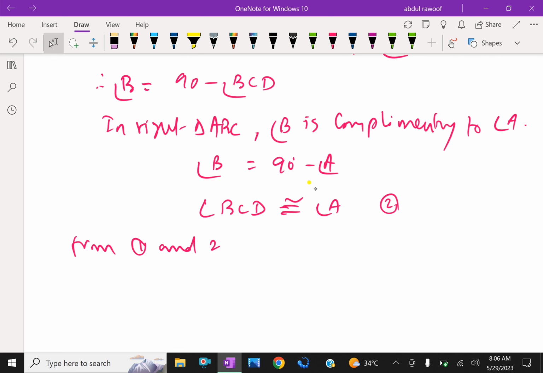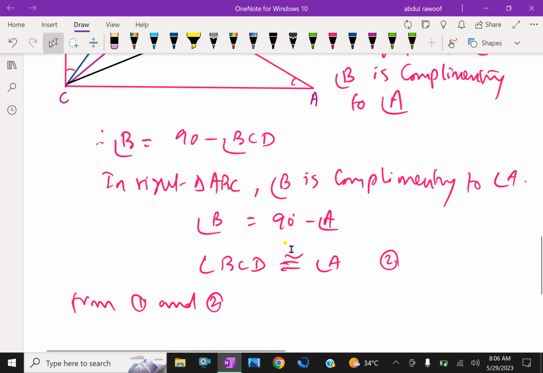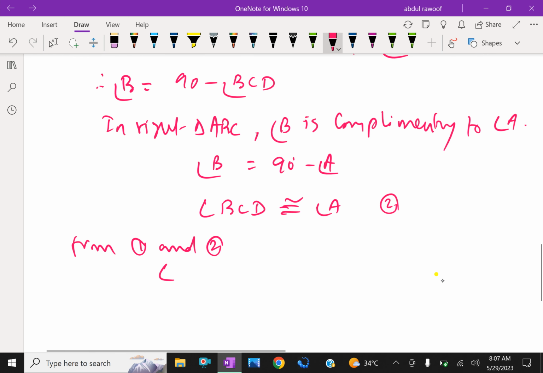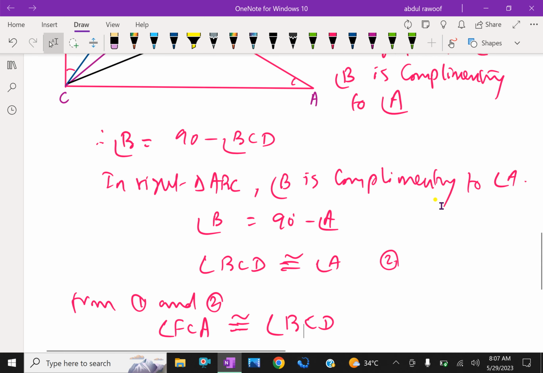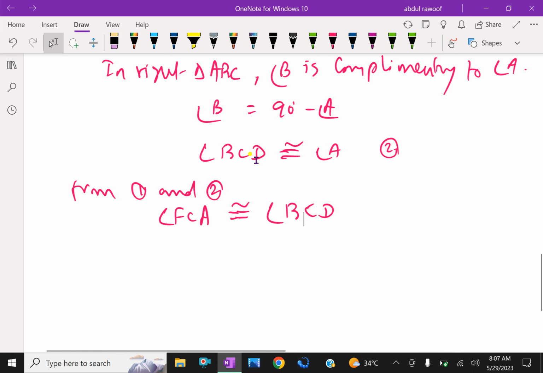From 1 and 2, equation 1 tells FCA equal to angle A and BCD is angle A. Therefore, we can say angle FCA is congruent to angle BCD. Angle FCA is equal to A, angle BCD is angle A. Therefore, BCD is equal to FCA. This is equation 3.